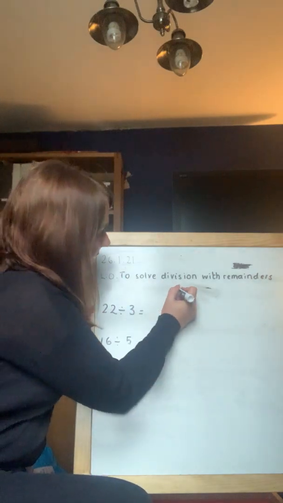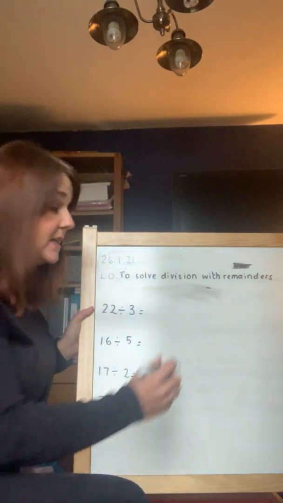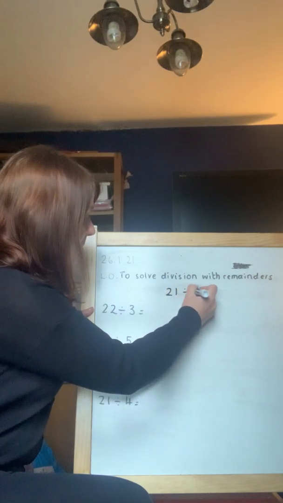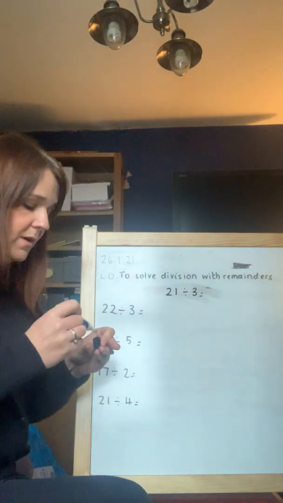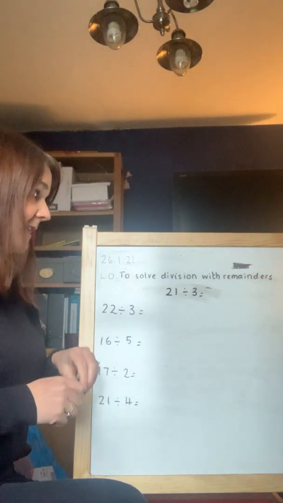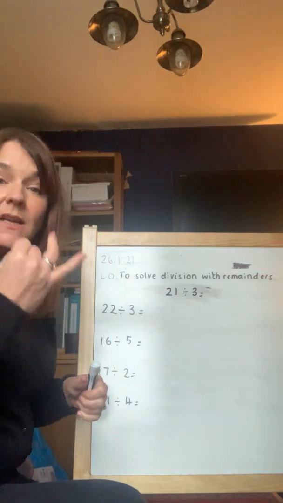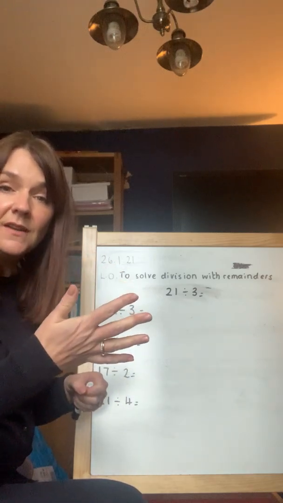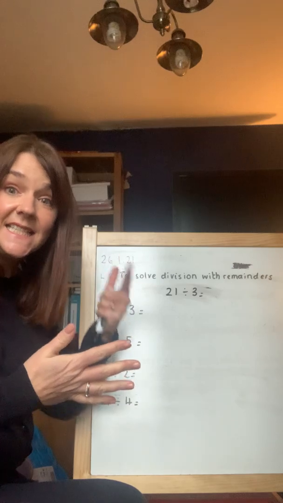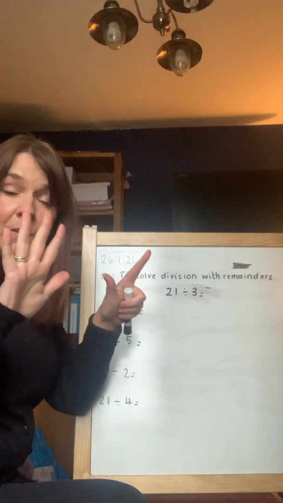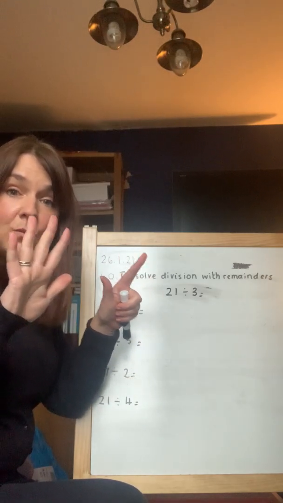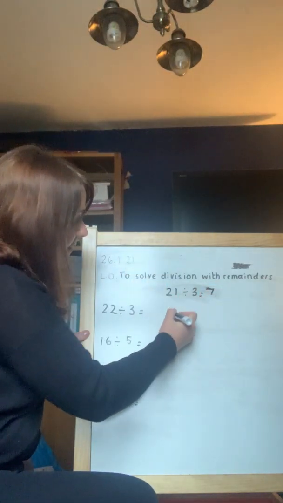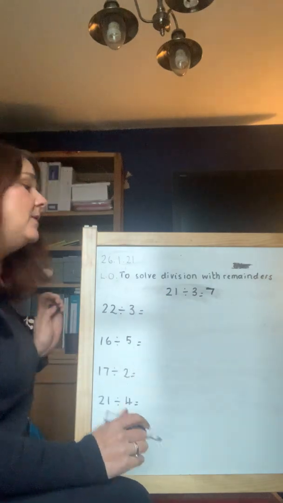Okay, try another one. Our divisor this time is going to be 3, so I'll use the 3 times table. 21 divided by 3 equals. So our 3 times table, how many 3's make 21? 1 3's a 3, 2 3's a 6, 3 3's a 9, 4 3's a 12, 5 3's a 15, 6 3's a 18, 7 3's a 21. So in each of the 3 groups, there would be 7, because 7 add 7 add 7 makes 21.